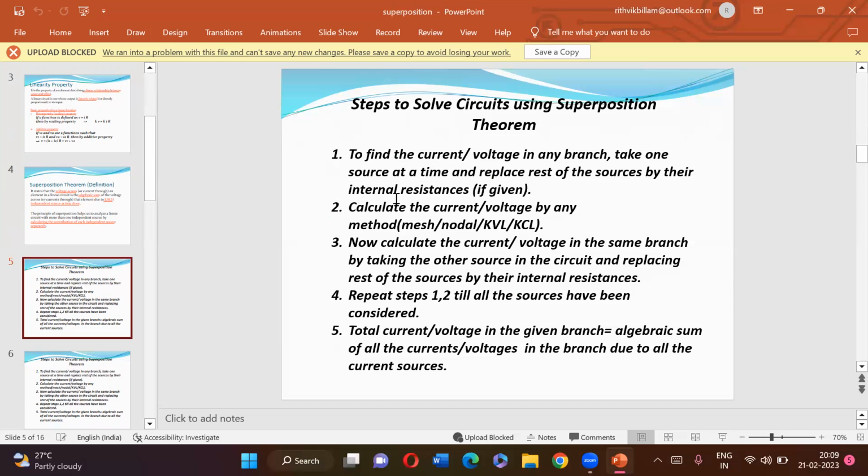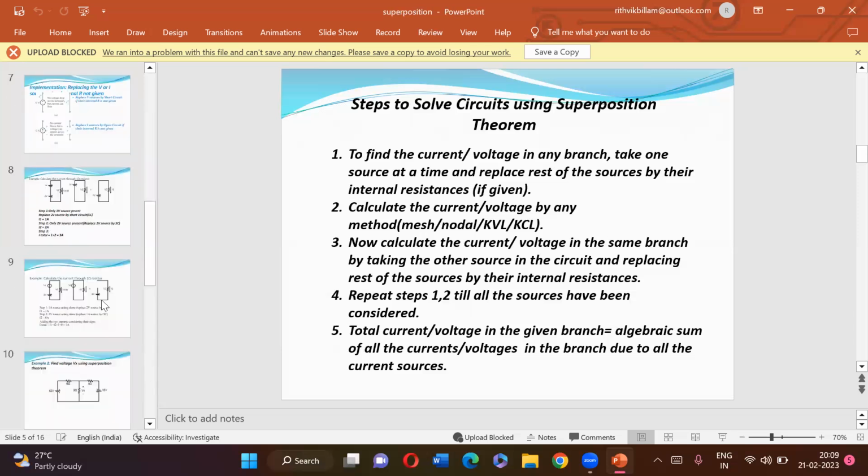Calculate the current or voltage by any method, using mesh, nodal, or KVL and KCL. Now calculate the current or the voltage in the same branch by taking the other source in the circuit and replacing the rest of the sources by their internal resistance if they are given. Repeat steps one and two till all the sources have been considered. The total current flowing in the unknown resistance is the algebraic sum of the currents or voltages in the branches due to all the sources.